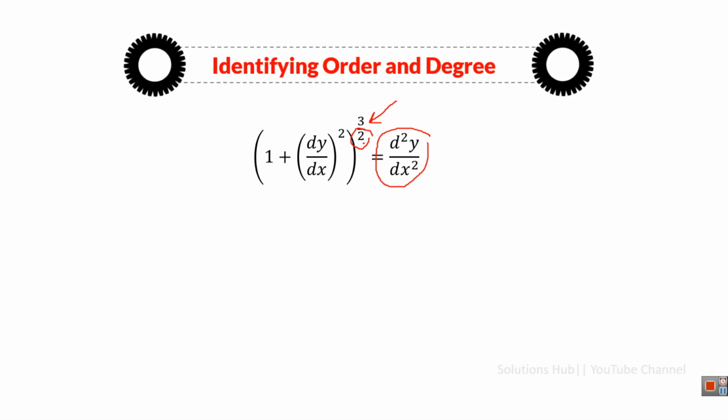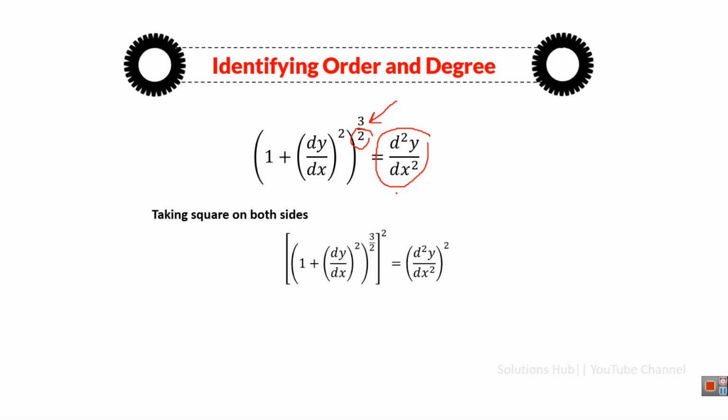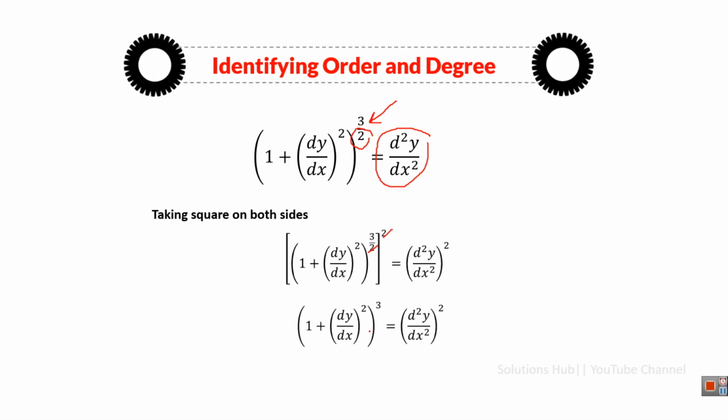In order to eliminate that radical from the differential equation, I am going to take the square on both sides. So taking the square on both sides, the differential equation will become like this, and the square cancels the square root, so we are left with this equation. Now it is clear that there is no fractional part involved. It means we have eliminated the fractional part. Now we can easily identify the degree of this differential equation.